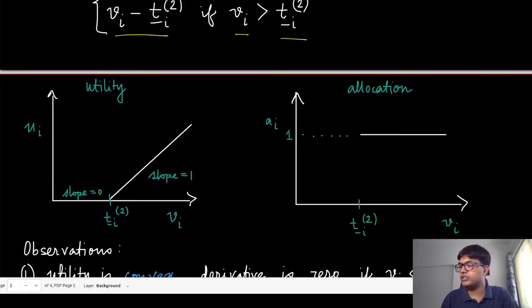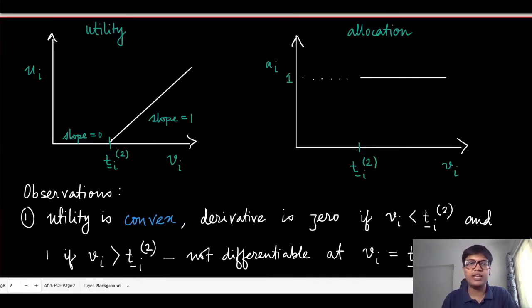So we can plot these quantities, and we can see that the utility has a very interesting shape. Now on the x-axis we have plotted the valuation of this agent, and on the y-axis the utility. Up to this point of T minus I2, the utility of this agent remains 0, and after that it increases proportionally with VI, and because this is just VI, the slope of this curve will be 45 degrees.